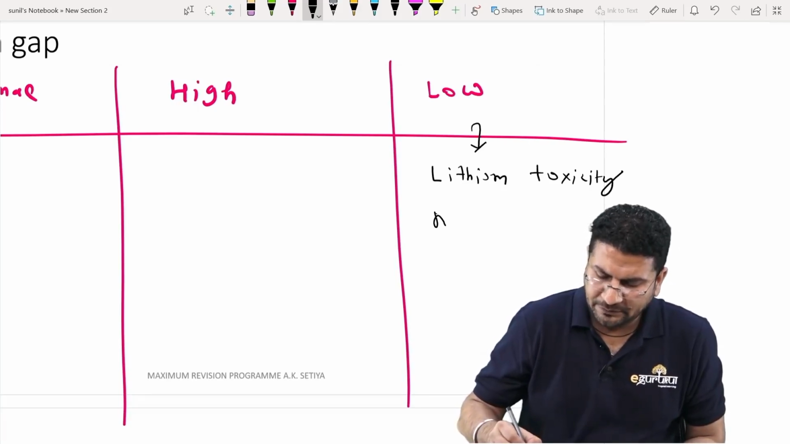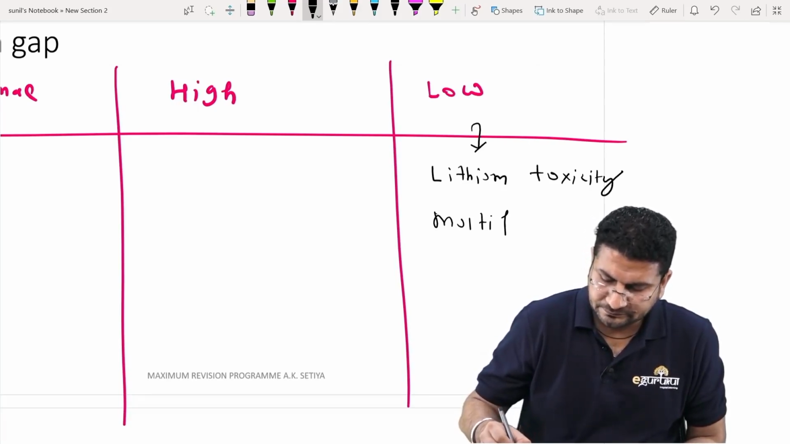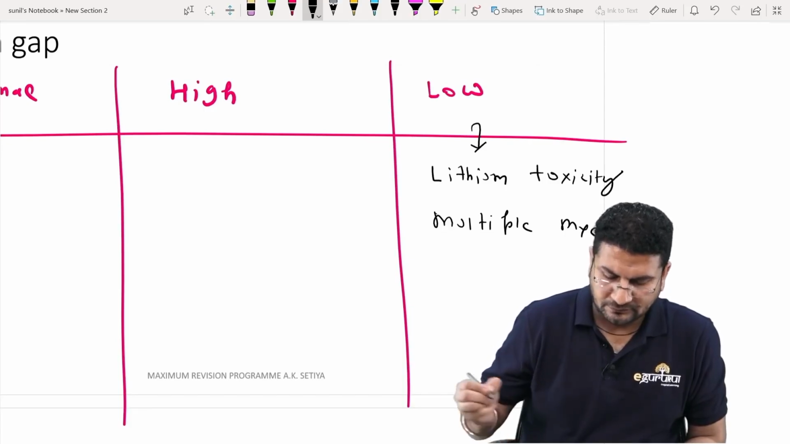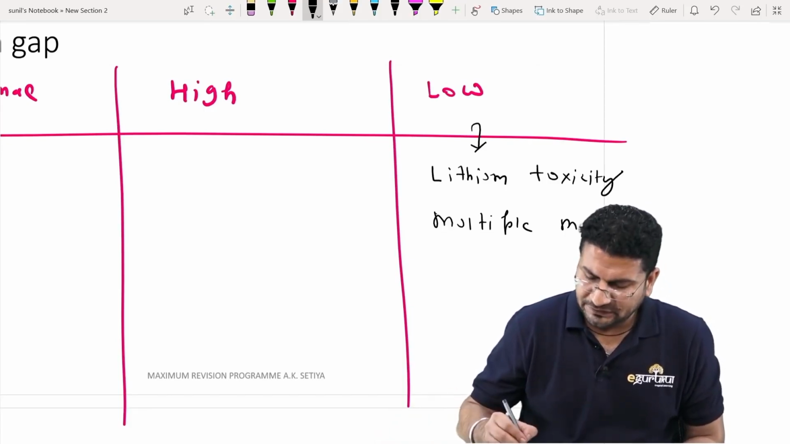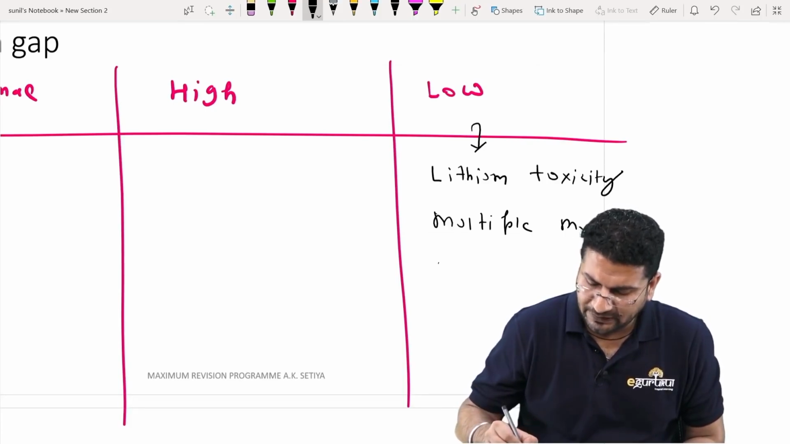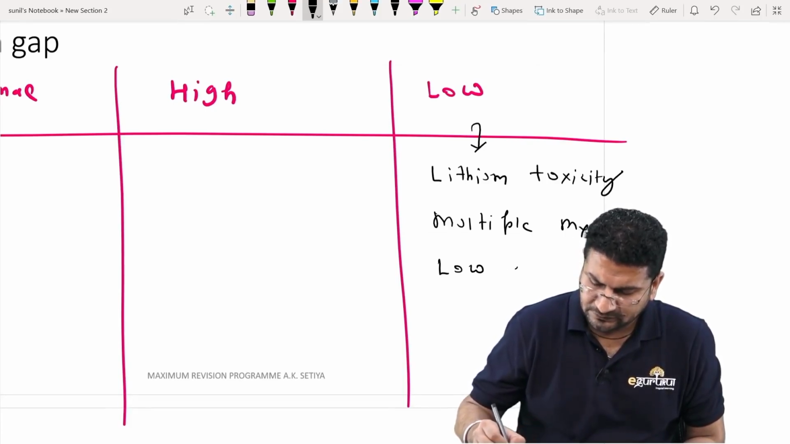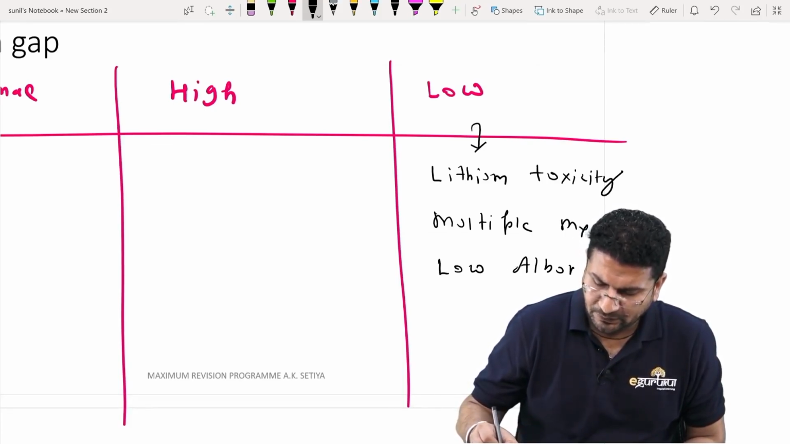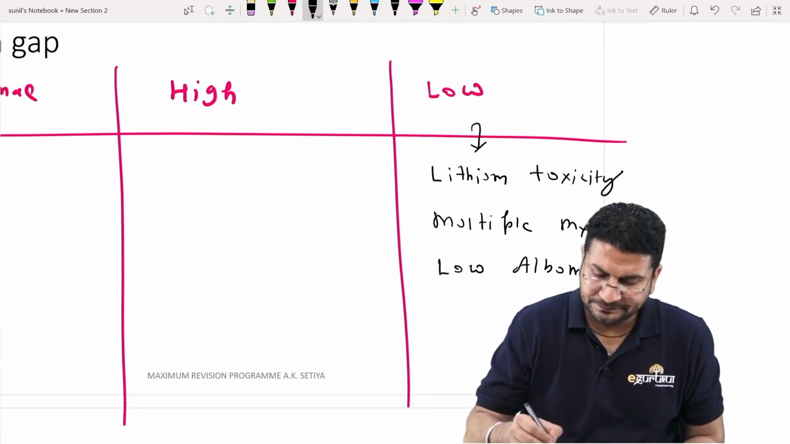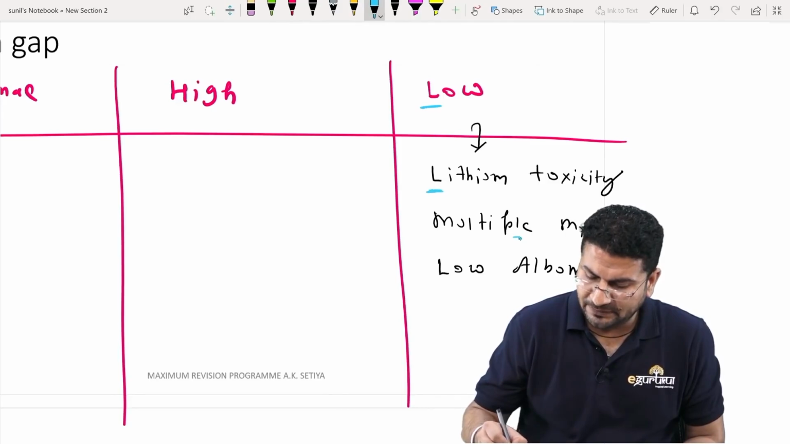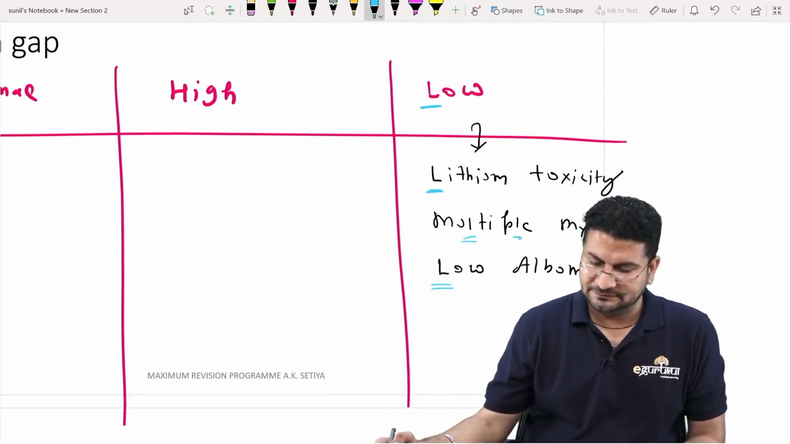Low anion gap you will see in multiple myeloma. And low anion gap you will see where? In low albumin. Low albumin means hypoalbuminemia, means nephrotic syndrome. So you can see this L is there: L for lithium, multiple myeloma has L, low albumin is L, everything is L.